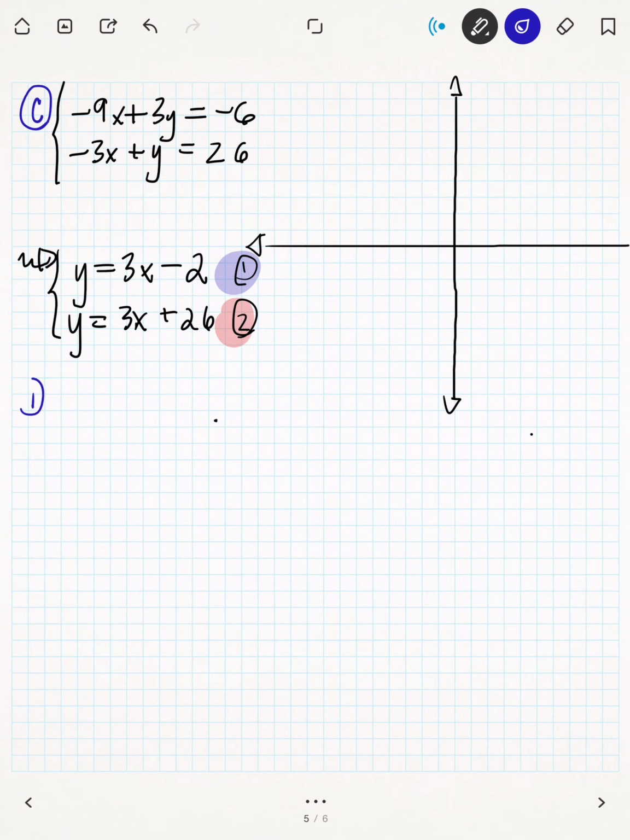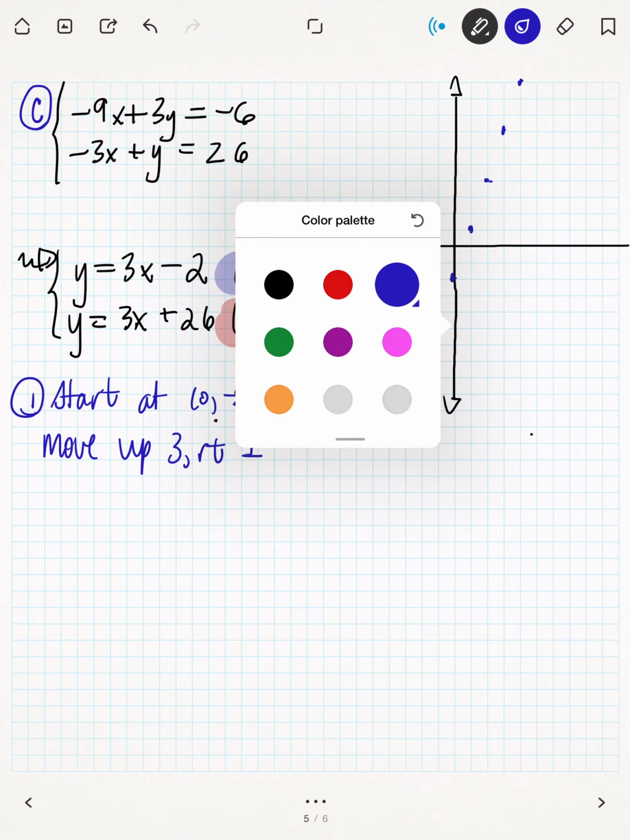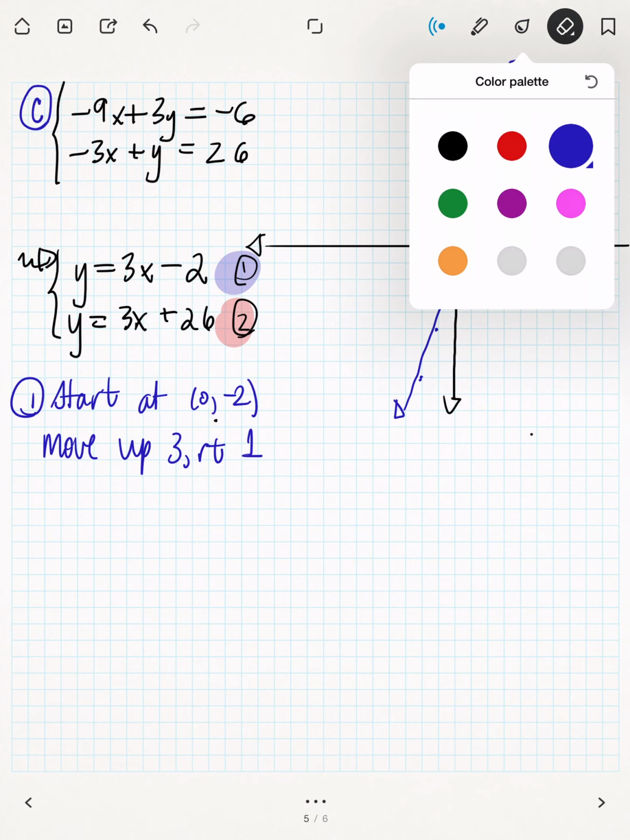For the first one, I'm going to start at 0, negative 2, and I'm going to move up 3, right 1. So here's up 3, right 1, up 3, right 1. I should also move down, so down 3, left 1. Okay, so here's my line, my blue line, very nice, beautiful.